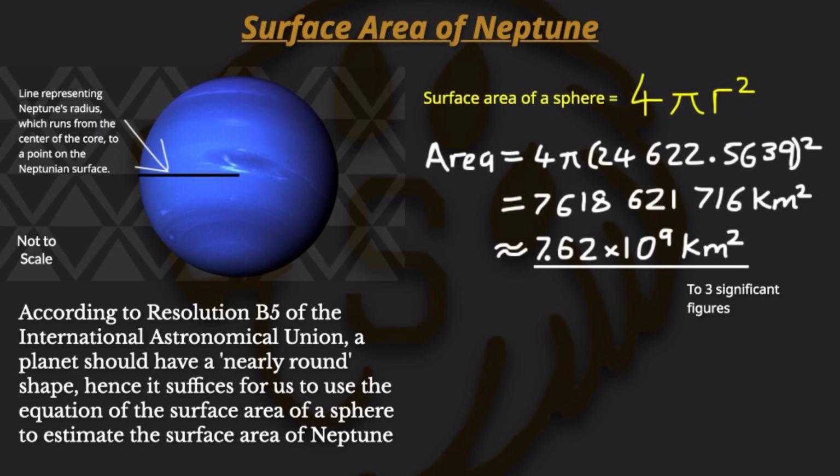So this one is quite easy. There's only one thing to substitute there, which is the r. So just substitute the radius that we calculated, then you get your answer, 7.62 times 10 to the power of 9 square kilometers.